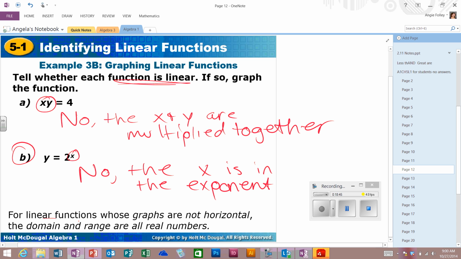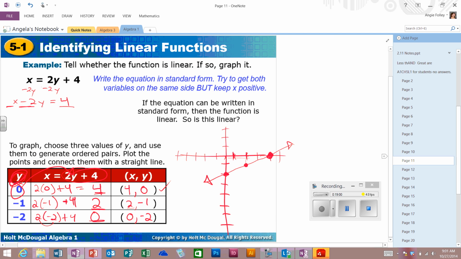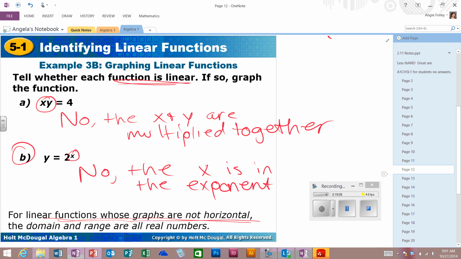Just a reminder, for linear functions whose graphs are not horizontal, the domain and range are all real numbers. That's just saying that if you have a linear function, the values can go on forever. So if I were to draw this line, the reason I draw arrows is because the x can keep going if I had a big enough graph, okay? We'll go over this some more on your homework, and that is all.